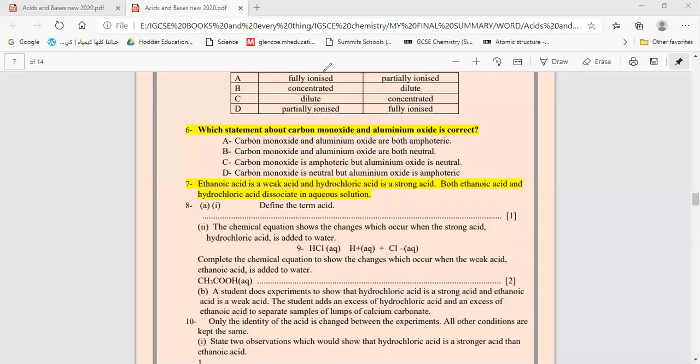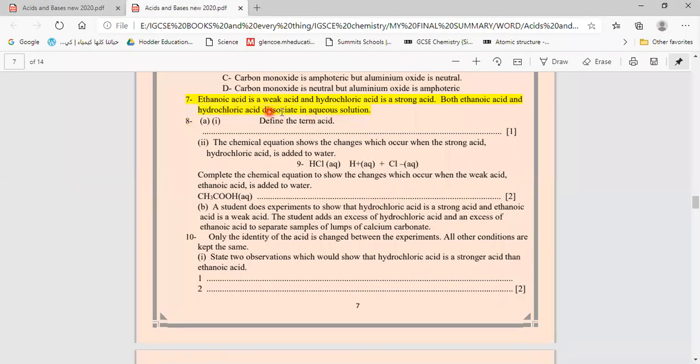Another question from paper 4. Here, ethanoic acid is a weak acid. Hydrochloric acid is a strong acid. Both ethanoic and hydrochloric acid dissociate in aqueous solution. Dissociate means that they form protons, hydrogen ions, in water. Define the term acid. So what is meant by an acid? A substance which is a proton donor. An acid is a substance that is a proton donor.